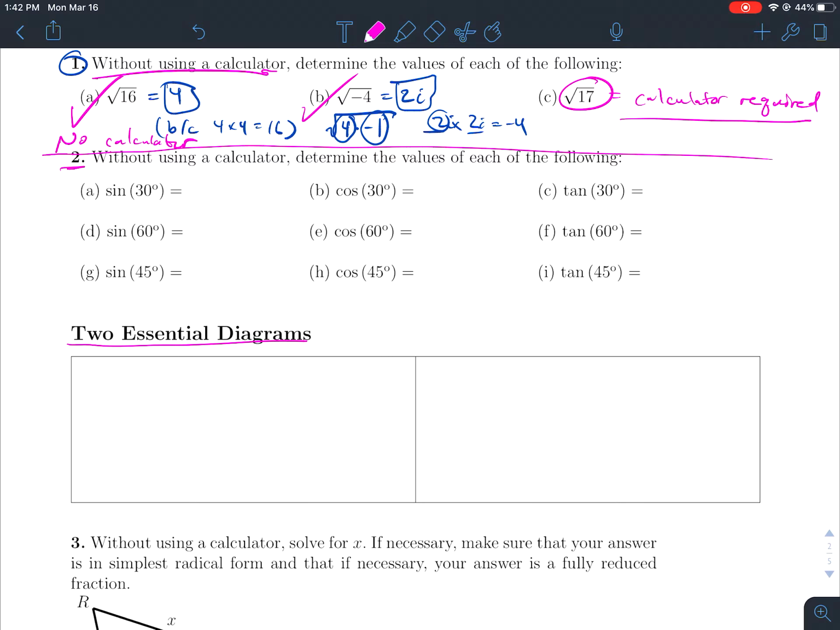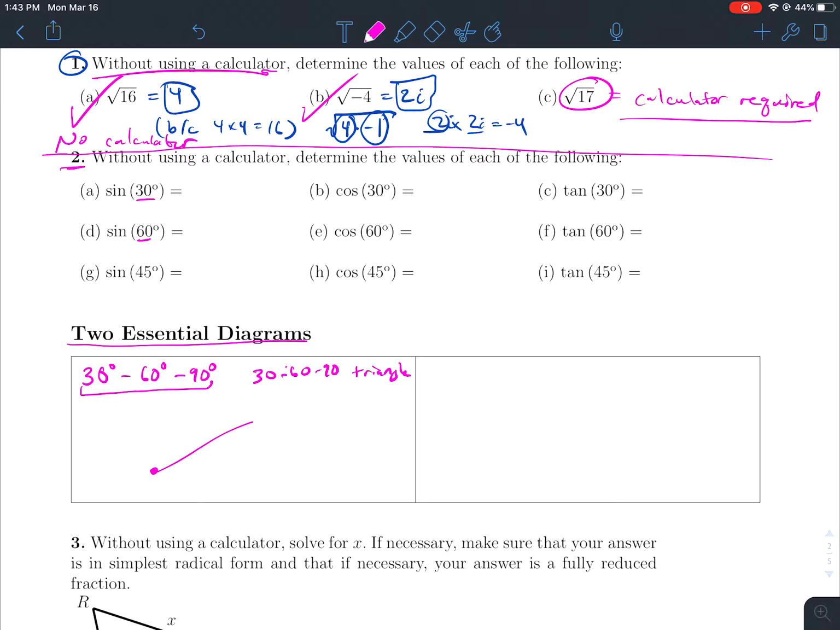So these 2 essential diagrams, they're given to you on the SATs. They're not given to you on the Regents. And you've got to be able to draw these for the Regents. So in order to find the sine and cosine for 30 and 60, you can actually build a triangle that has a 30-degree angle, a 60-degree angle, and a 90-degree angle. And you know that that's going to work because together those add up to 180. So we call this the 30, 60, 90 triangle.